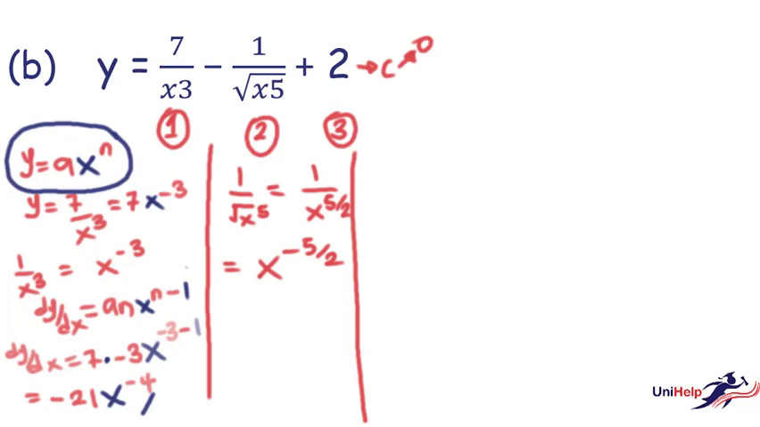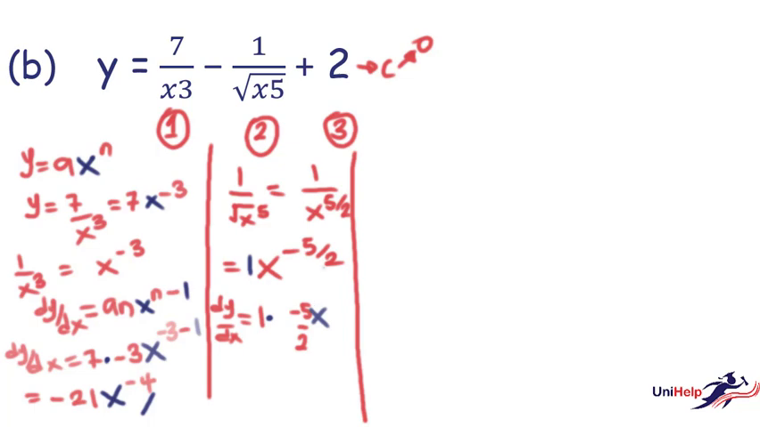That is, dy over dx is equal to anx raised to the power n minus 1. dy over dx for this problem will therefore be, a in this case is 1, that is 1 times n, in this case negative 5 over 2, x raised to the power n minus 1, which is negative 5 over 2 minus 1, which is equal to negative 5 over 2 x raised to the power negative 5 over 2 minus 1, which is negative 7 over 2.